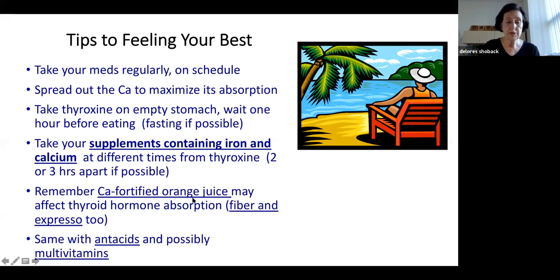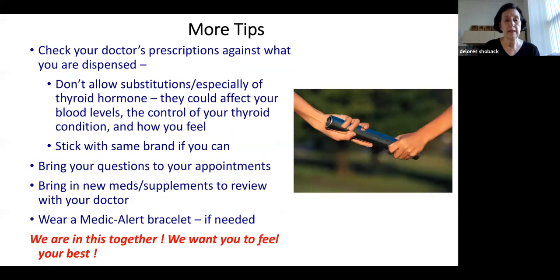Calcium fortified orange juice can affect thyroid hormone absorption, as can fiber, coffee, and espresso, and the same with antacids and multivitamins. So remember, thyroid is probably a little bit more finicky to take than even the stuff we do for hypopara. But keep that all in mind, because I know many of you are taking both types of medicines. So with that, I'm going to just close.